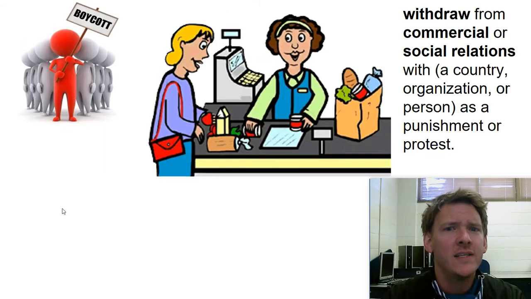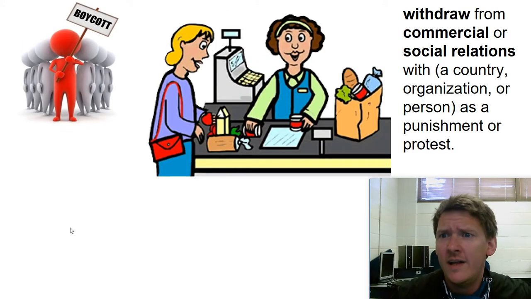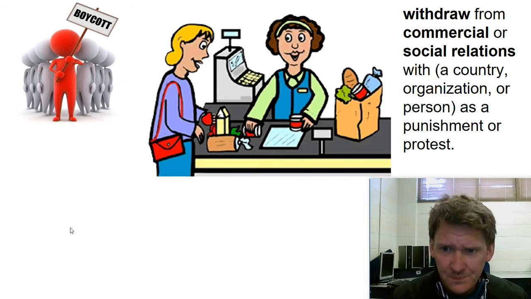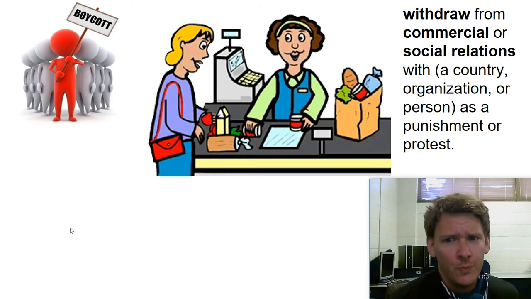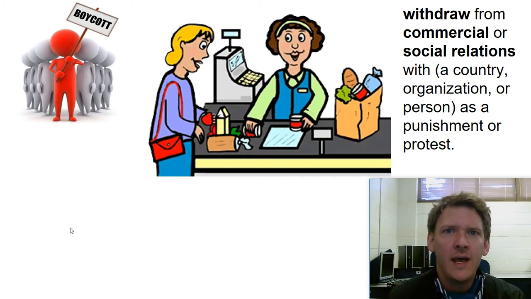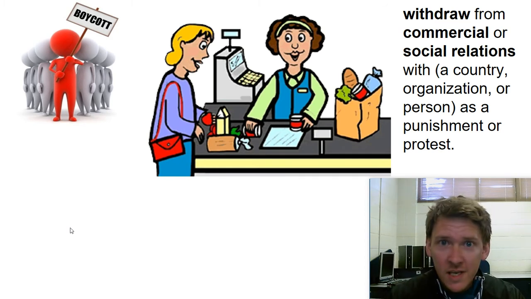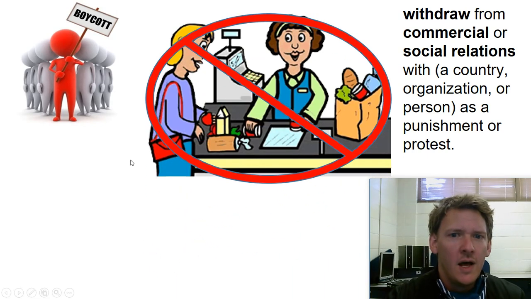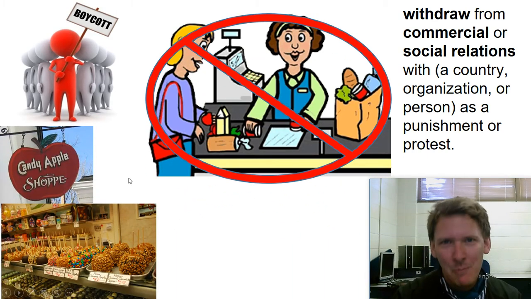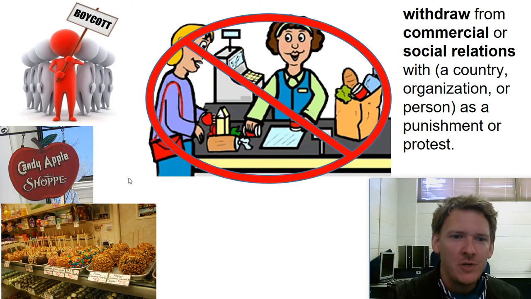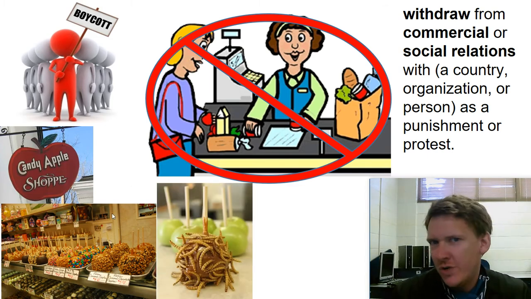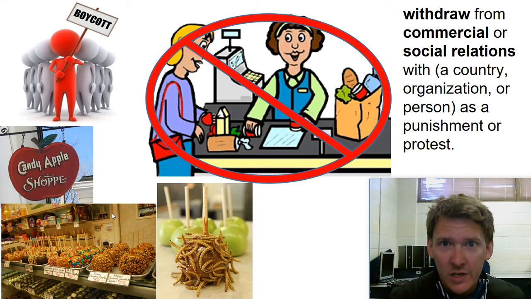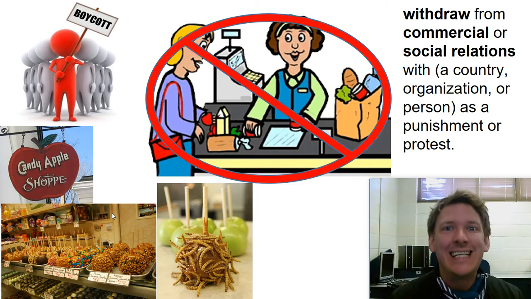And you say, well, what is a boycott? The definition on Google for a boycott is to withdraw from commercial or social relations with a country, organization, or person as a punishment or mainly a protest. Well, what does that mean? Let's say you want to punish the grocery store, or in this example, let's punish the candy apple shop. You don't like the candy apple shop because they are serving dangerous, unhealthy food, so you boycott it. You refuse to buy their goods until they change.